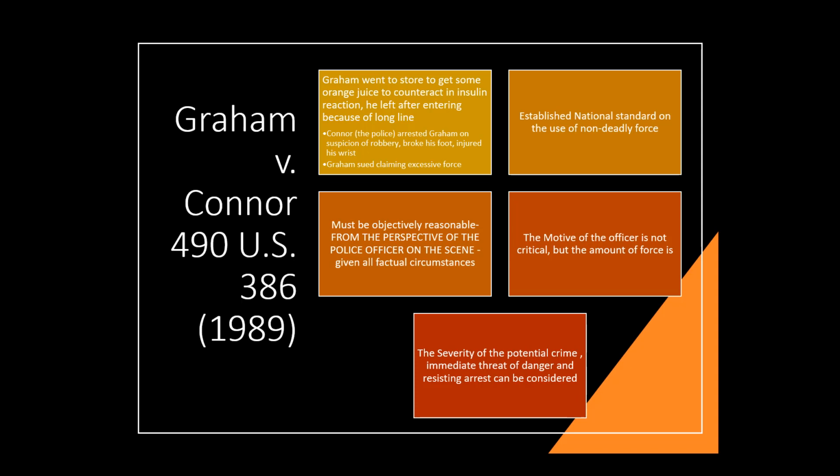The police officer said, well, that's weird. Remember our case that we talked about, Terry stop, where a police officer saw three people acting weird? Well, this guy saw a guy come into a store, see a long line, see a cop potentially, gets nervous, leaves. Connor, the police officer, arrests Graham, suspecting him of robbery. So what happens is, about 1.5 miles from the store, there's an investigatory stop.